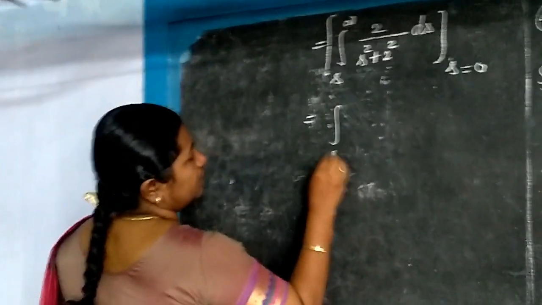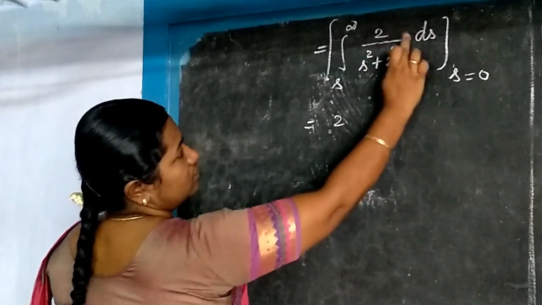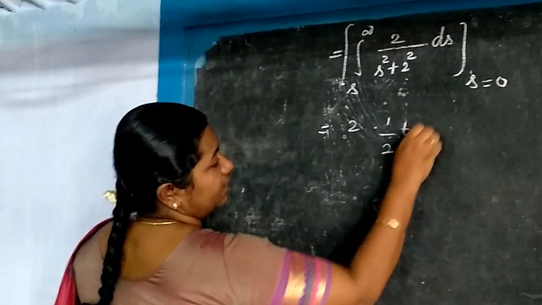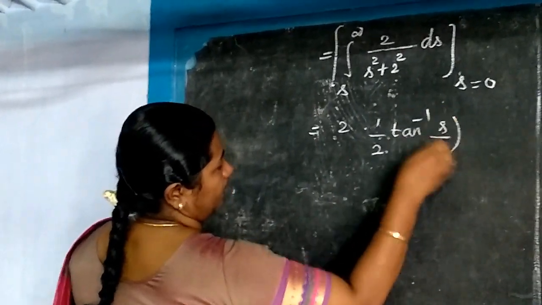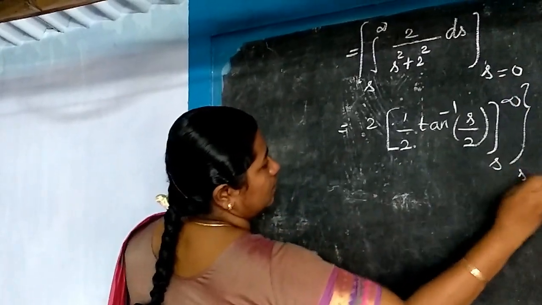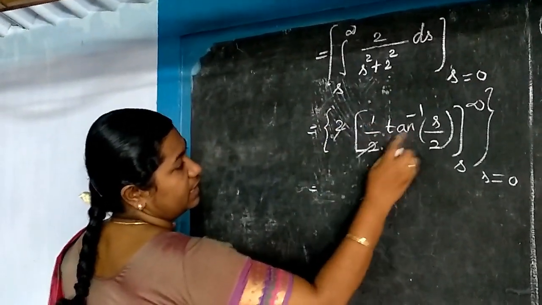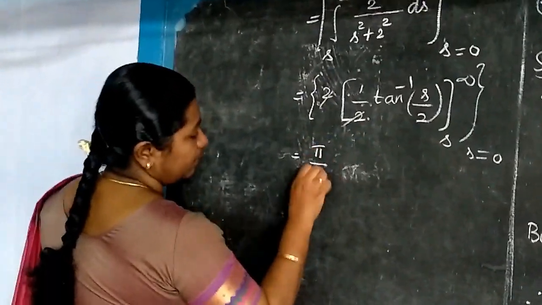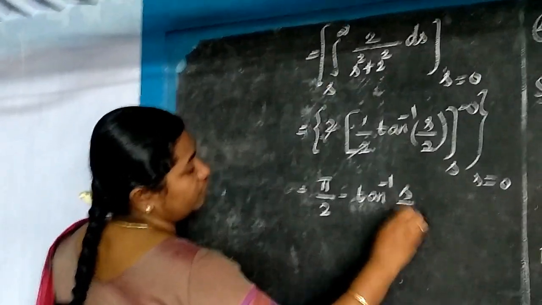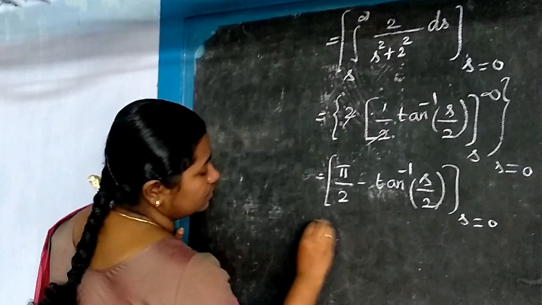It is 2 into integration of ds by s square plus a square, which is 1 by a tan inverse of s by a between s to infinity at s is equal to 0. On applying the upper limit, we have tan inverse of infinity, pi by 2, minus the lower limit. For s, we get tan inverse of s by a at s is equal to 0.